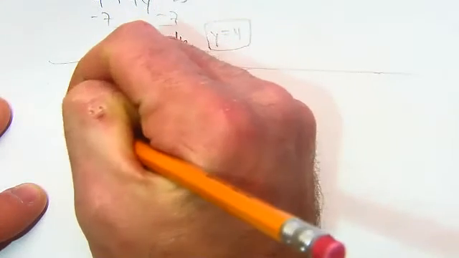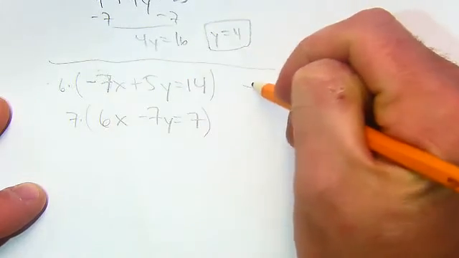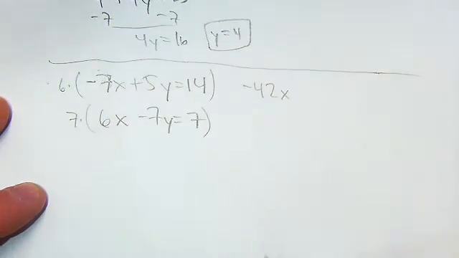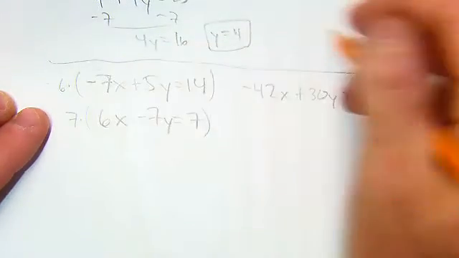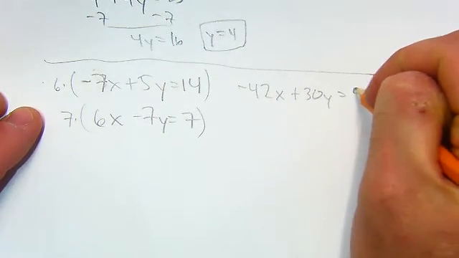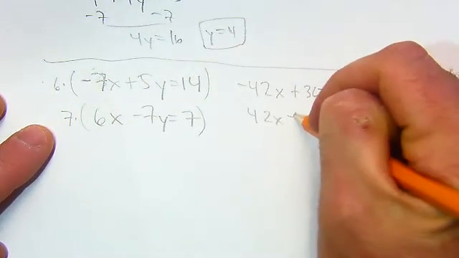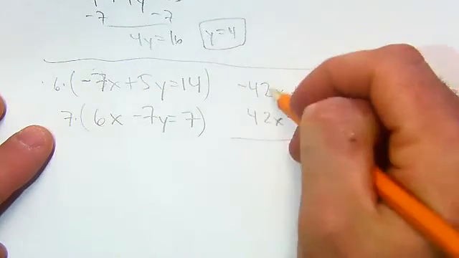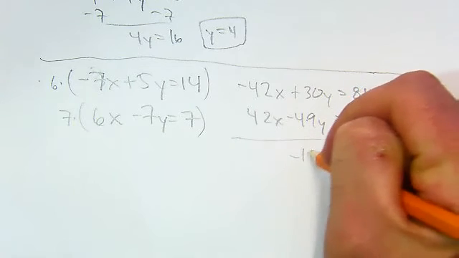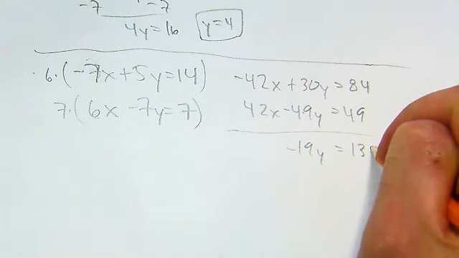So I'm going to multiply this whole equation by 7 and multiply this whole equation by 6, and then we can make these two match up. I'm not going to solve this one all the way out just to save you some time, but I do want to show you the setup here. 6 times 14, what's that? 84, I believe. And then multiplying by 7 through here, 42x minus 49y equals 49. Okay, this would cancel, and this would be -19y equals, well, I think it's 133.